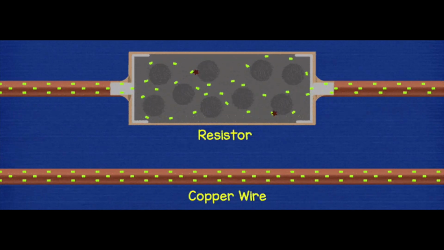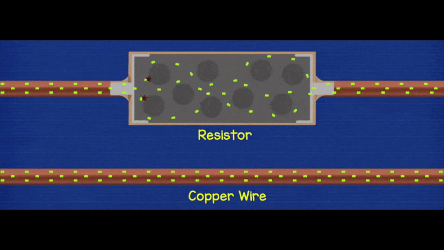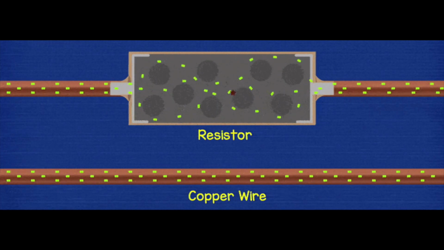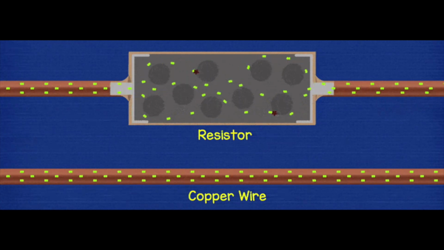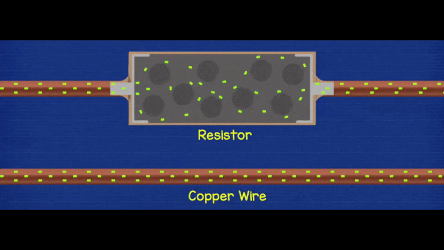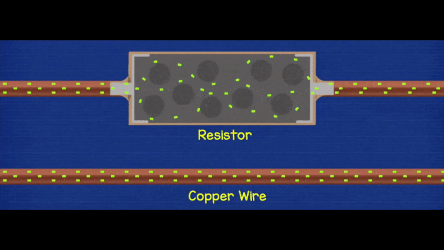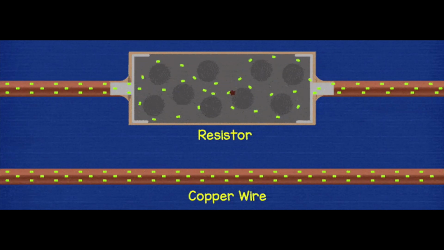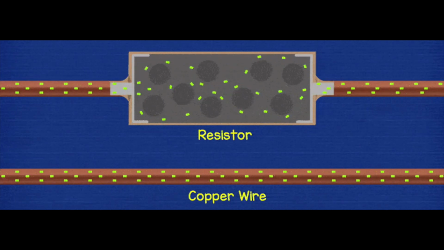When electrons pass through the resistor, they collide with the atoms. This will increase the vibration of atoms and molecules in the resistor. As a result, heat energy will develop in the resistor. Electrical energy will convert into heat energy.